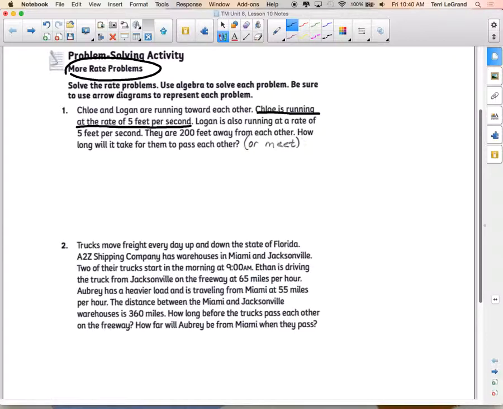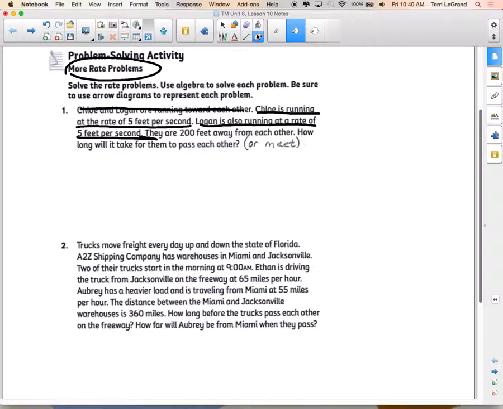Sammy. I crossed out Chloe and Logan are running each other. Okay, Chloe and Logan are running towards each other. They are going to help us with a little diagram we're going to draw, but in reality of setting up the equation, it probably isn't necessarily so important. Okay, Caden. Logan is also running at a rate of 5 feet per second. Okay, Logan is running at a rate of 5 feet per second.